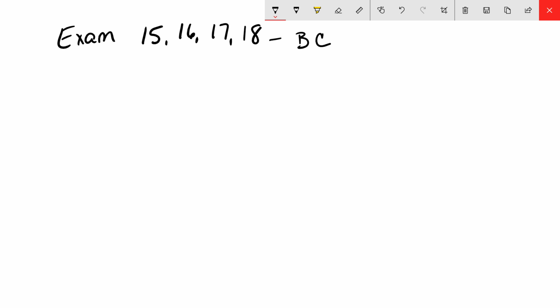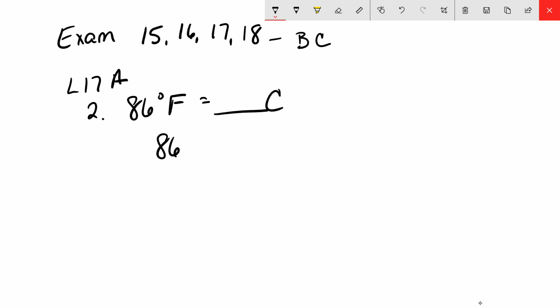Also, just last thing, a couple of things on homework that I was going to look at real quick from lesson 17A. Okay, number 2, you had 86 degrees Fahrenheit, okay, and they wanted to know how much that was in Celsius. I had someone ask me about this. So we have that 86 degrees equals 9/5 Celsius plus 32, right?